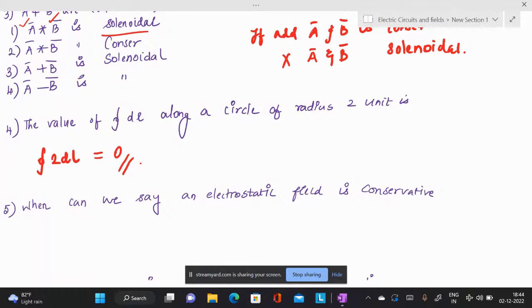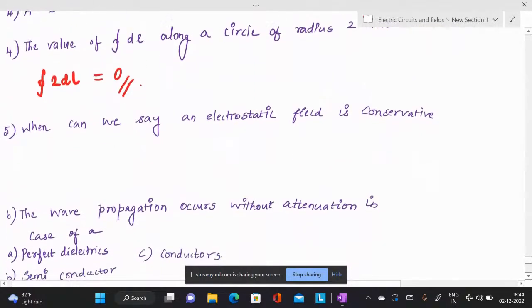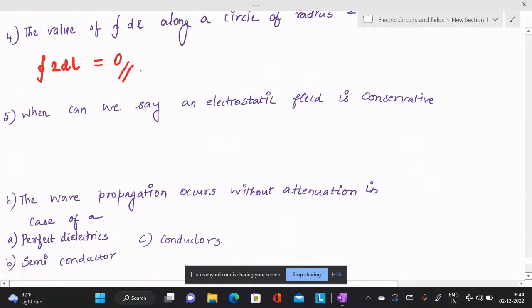Next one, when can we say an electric field is conservative? Conservative na என்னங்க? Conservative na என்ன? Dot product, cross product கேள்விப்பட்டிருக்கீங்களா வெக்டர்ல? ஓகே. ஸோ கன்சர்வேட்டிவ் அப்படிங்கிறதுக்கு இன்னொரு பேர் என்ன அப்படின்னா கேர்ள்னு பேர்.